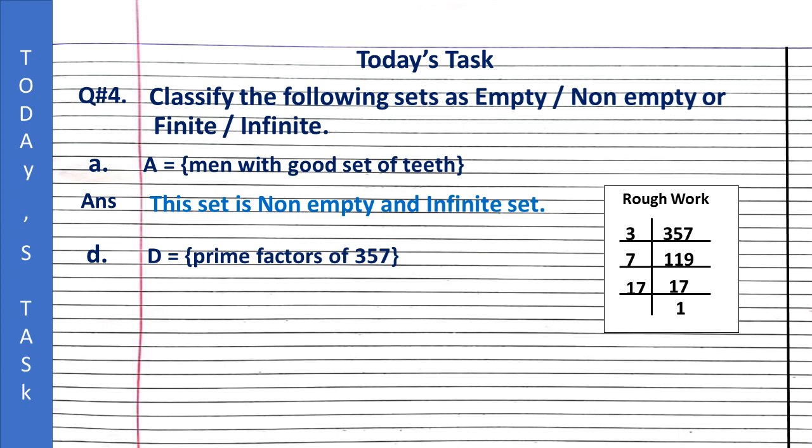Now, dear students, we got 3 prime factors of 357. And the factors are 3, 7 and 17. So the answer is, this set is non-empty and finite. Dear students, with the help of these slides, solve question number 3 and 4 in your notebook.